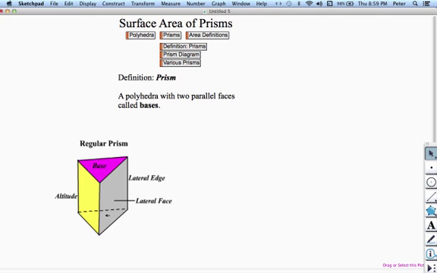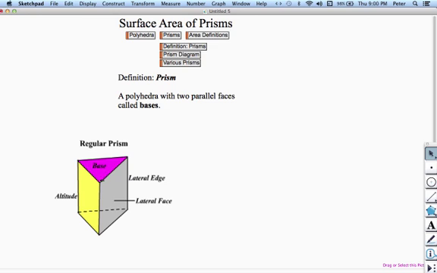All prisms have two bases that are congruent and parallel. Make sure that's in your notes. All prisms have two bases that are congruent and parallel. The prisms are named for the shape of the base.